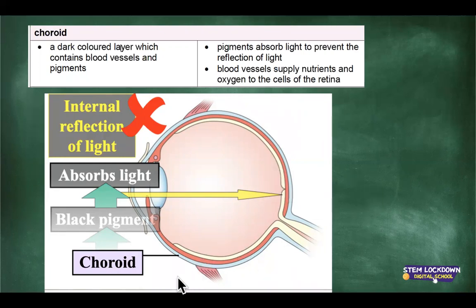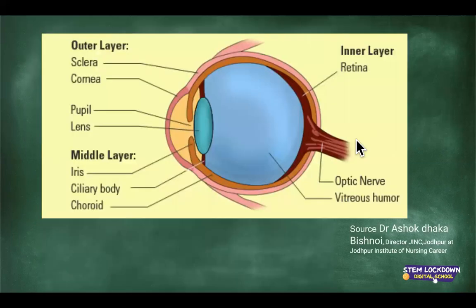So here you have your choroid. Your choroid is full of blood vessels, and it supplies all the nutrients and oxygen to the cells of the retina. It also helps to absorb light and prevents reflection of light. So that was the middle layer.